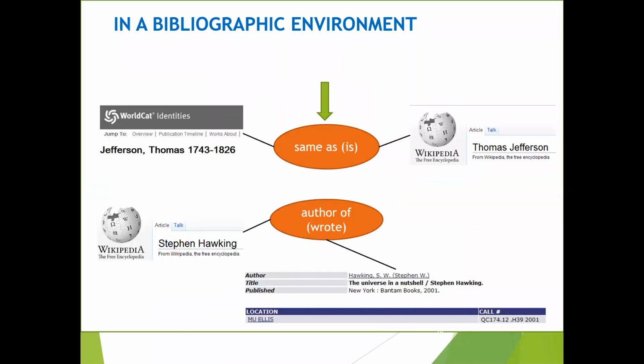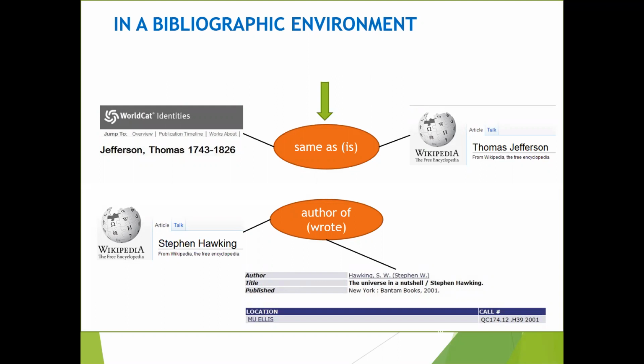This brings us to modularity. Remember when I was talking about breaking our data into more bits, breaking up our data more? That's what the concept of triples is about. It's about breaking up our data more. So we can do it with identities. We could have Jefferson, Thomas, there's his WorldCat identity, his identity in the WorldCat authority file, and it's the same as, or equal to, the Wikipedia entry.